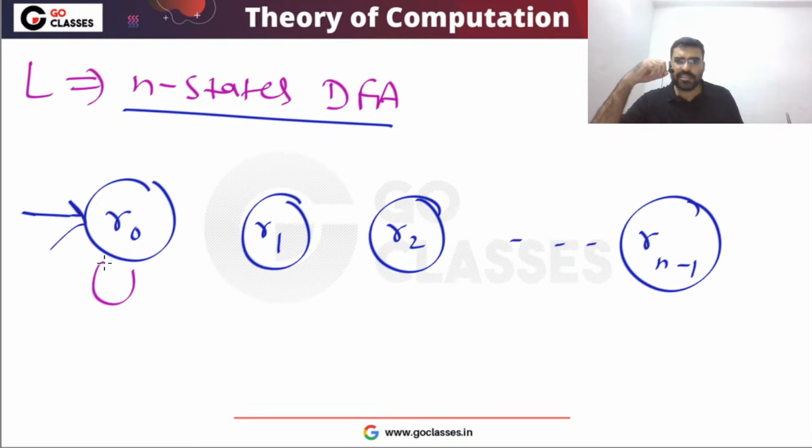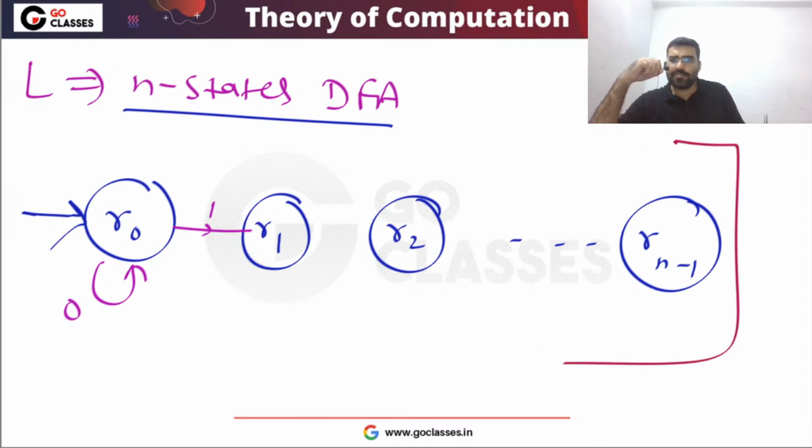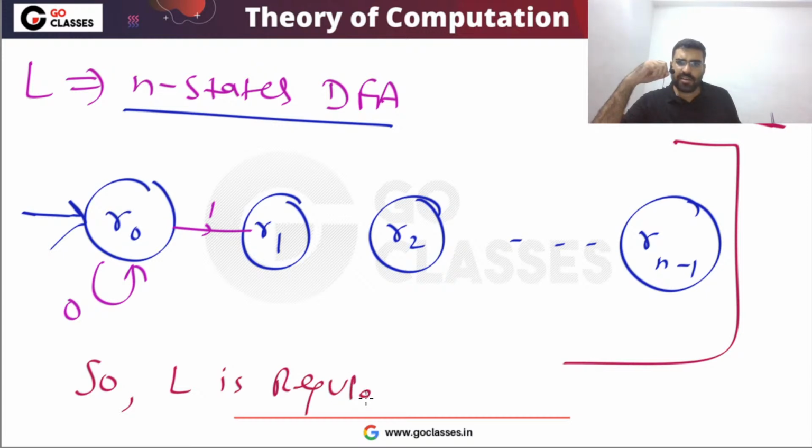You can very easily create the transitions. So this will be your DFA. And because there exists a DFA, L is regular.